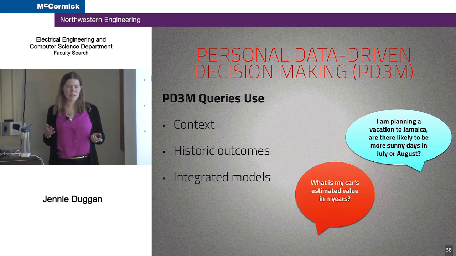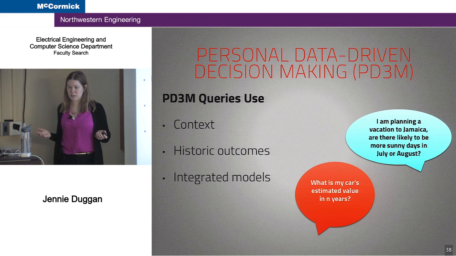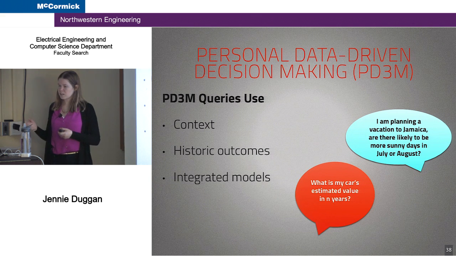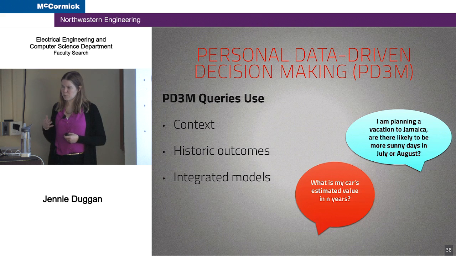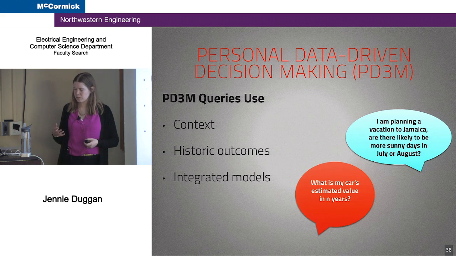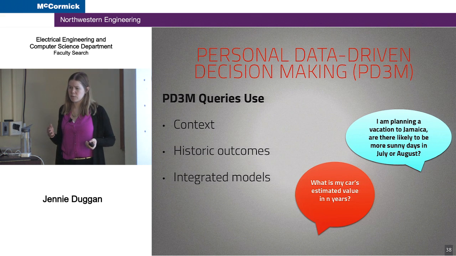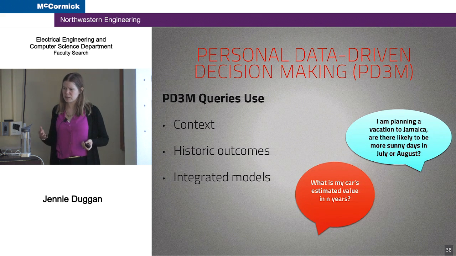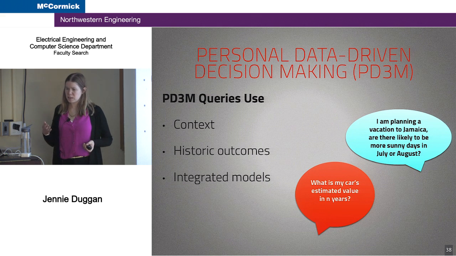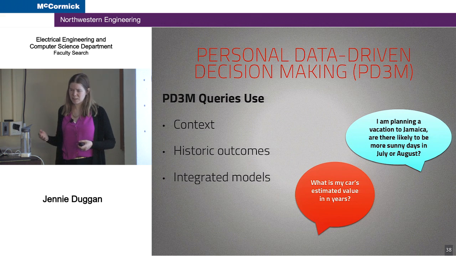So these are highly personalized queries. They have context. They rely on extrapolating from examples of similar experiences in the past. And they rely on integrated models in order to draw conclusions about probable outcomes. So take, for example, if I want to know what is the projected value of my car if I sell it in N years. I'll get much better estimates if I take into account my commute, the rate at which I maintain the car, my driving record. And people are actually maintaining a lot of this personal information, but we aren't really adequately leveraging it right now.